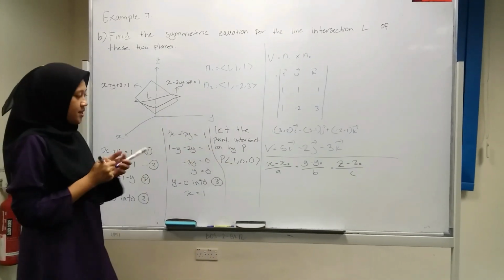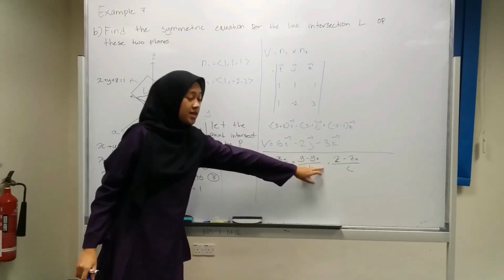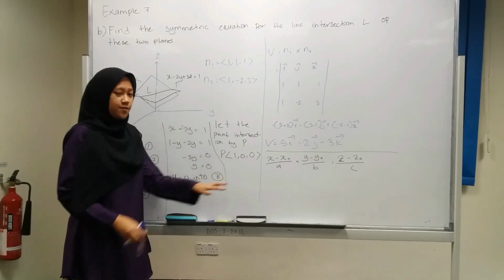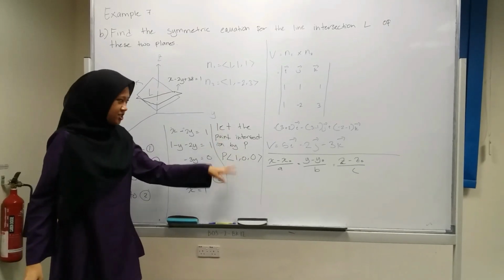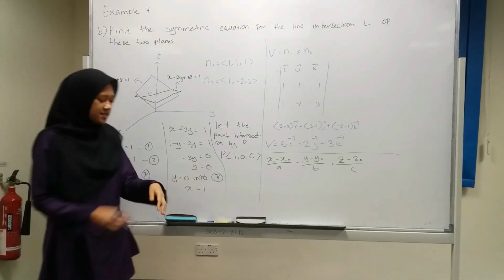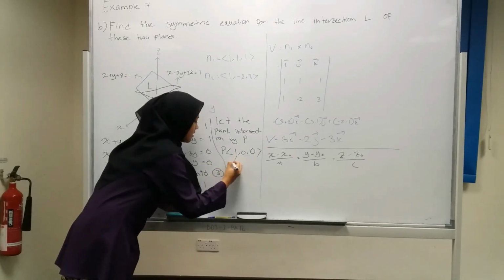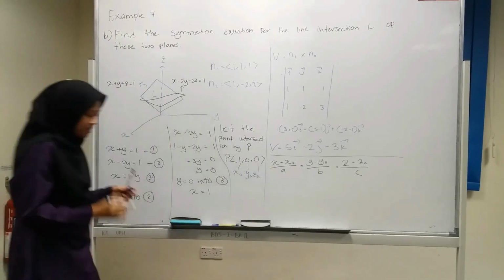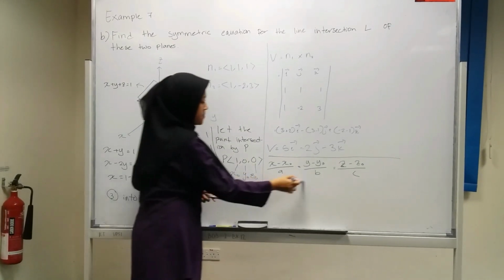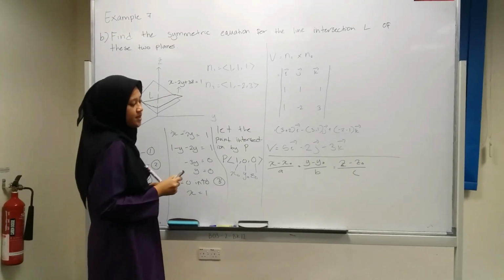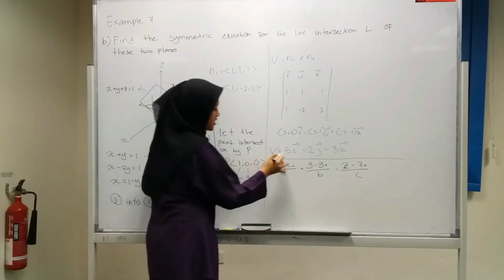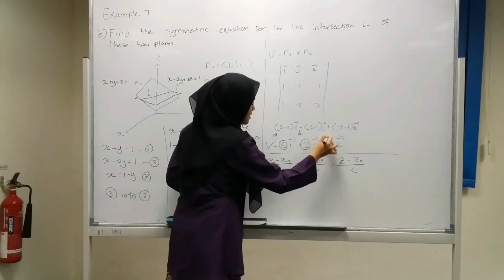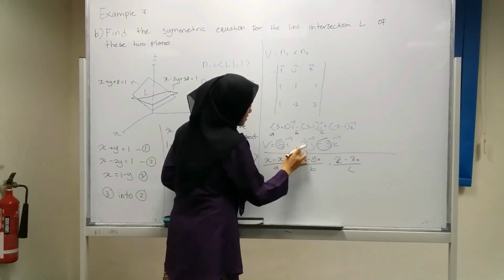So the value of x naught, y naught, and z naught is the intersection in the line L, that is the value of x naught, y naught, and z naught. And for the value of a, b, and c, we can get from the equation of the vector, which is this as a, this b, and this c. Sorry.